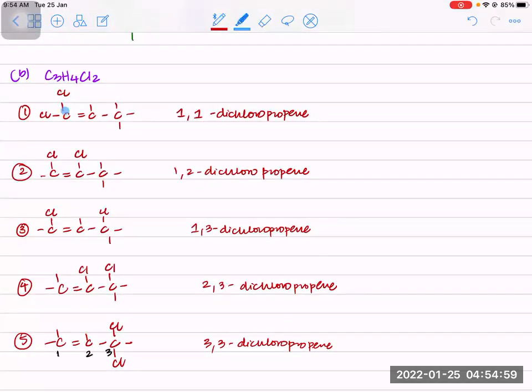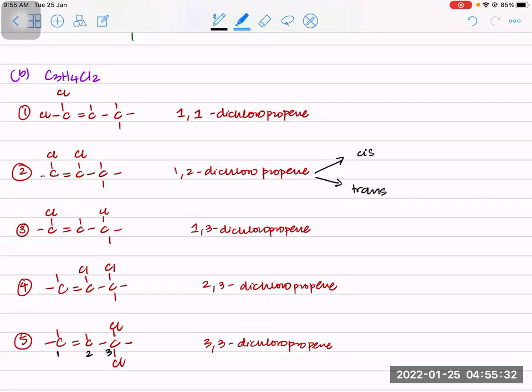Can this show cis trans? No. Why? Because the first carbon has 2 Cl's. They need to be different. Are they different? No. This can't show cis trans. Can this show cis trans? This one has a Cl and a H. This one has a Cl and a CH3. Yes, this can show cis trans. So this won't be one isomer. This would be a cis and a trans. Yes.